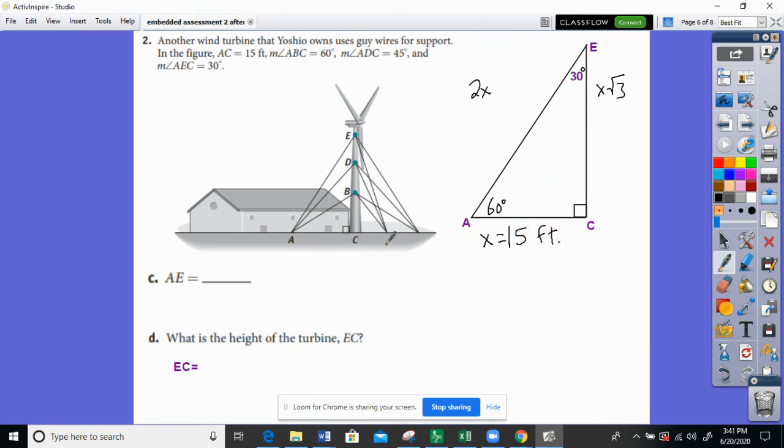So the length of segment AE is going to be 2 times x, whatever x is. Well, x is 15, so we can simply substitute that. 2 times 15 feet is going to be 30 feet. That's pretty easy for the answer for part C. And it's going to be the same type of thing for part D. What is the height of the turbine from E to C? Well, if x is 15 feet, we can just substitute that in for x. So that's going to give us 15 times the square root of 3 feet.